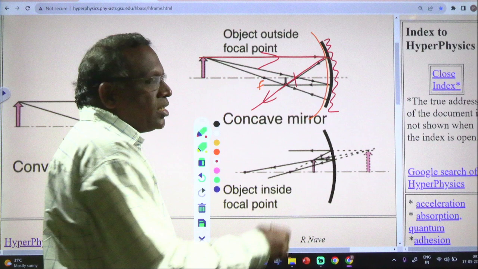If you observe a convex mirror, it is also a virtual image, but this virtual image is erect and diminished. The size of the image is less than the size of the object in the case of the convex mirror. But in the case of the concave mirror, it is a magnified, enlarged image. The image size is greater than the object size. These points you have to remember carefully. Don't get confused with the points.